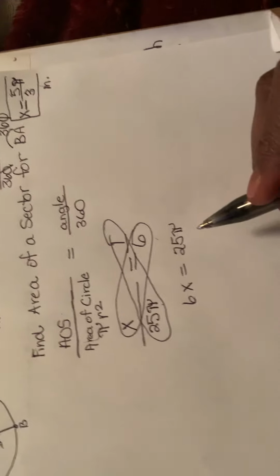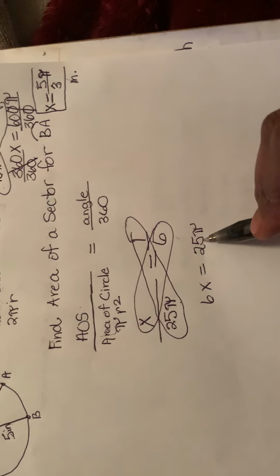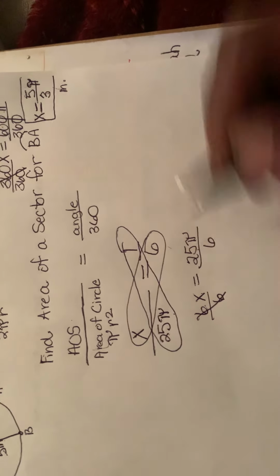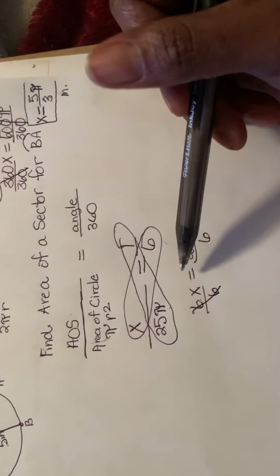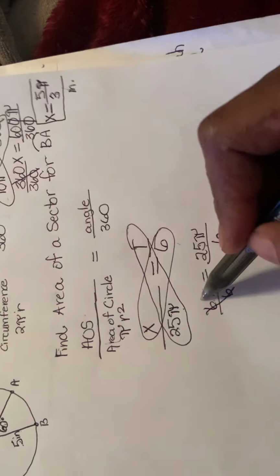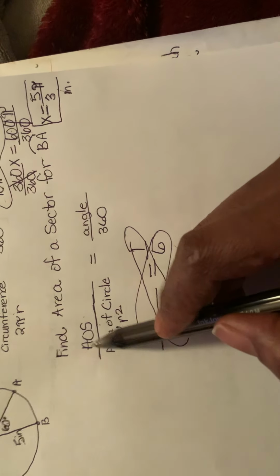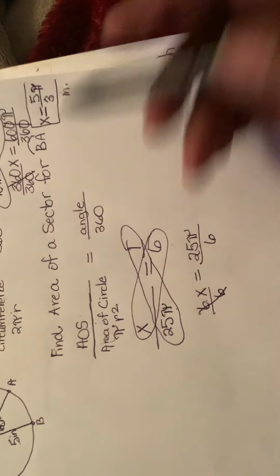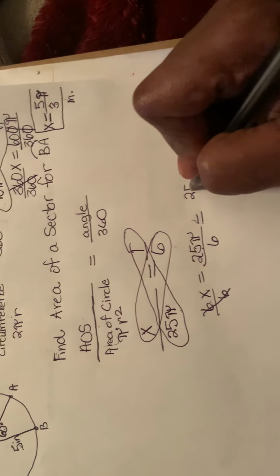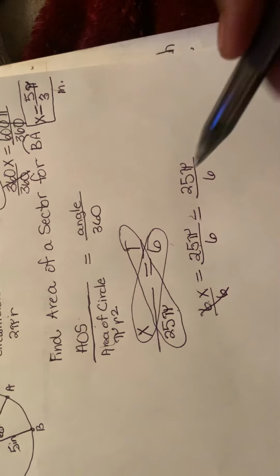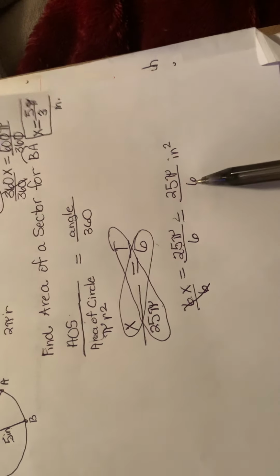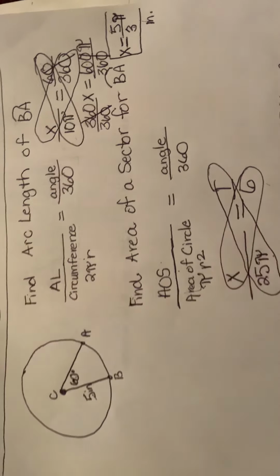And remember, our variable here is x. So I'm trying to get x by itself. So I would divide by 6 on both sides. And 25 and 6 do not have anything in common. So that means this is the area of the sector. That's what AOS is, area of the sector. But area is measured in units squared. So I put 25 pi over 6 inches squared. And that is the area of just that piece of the circle.